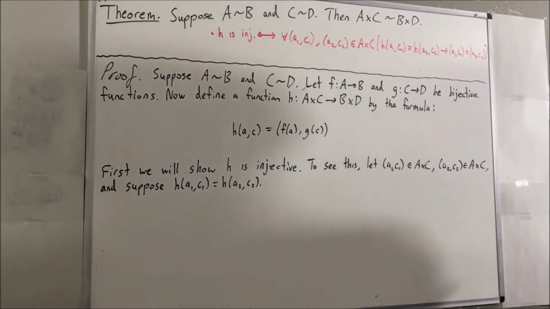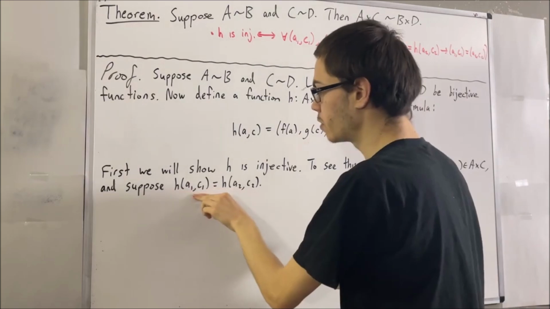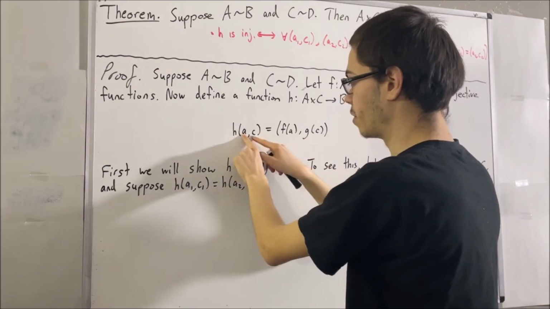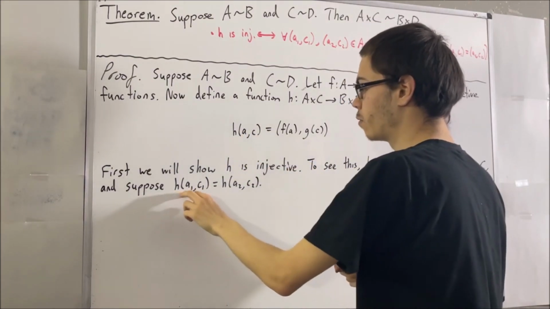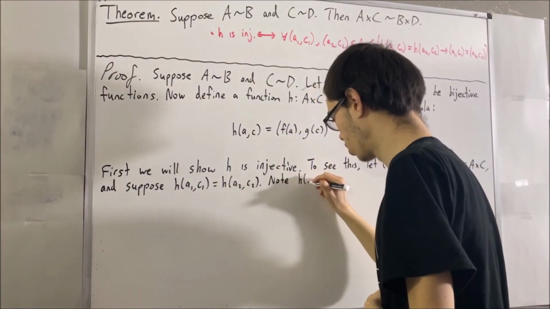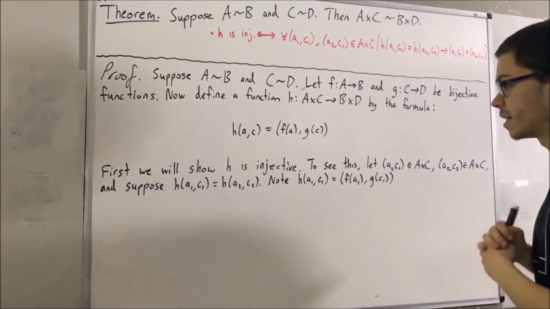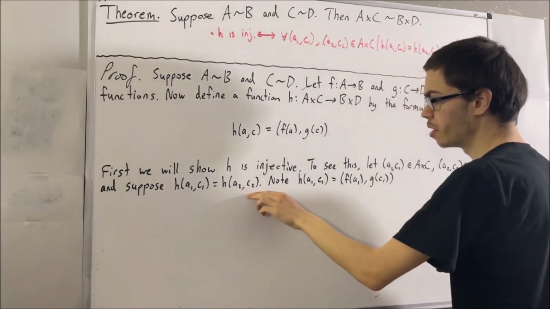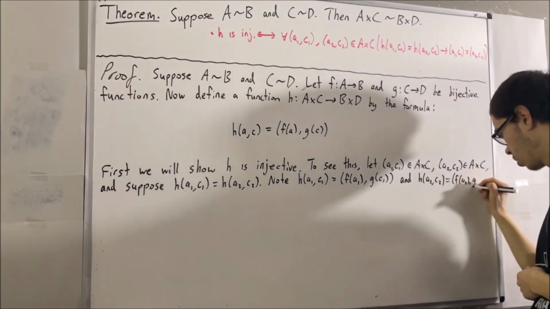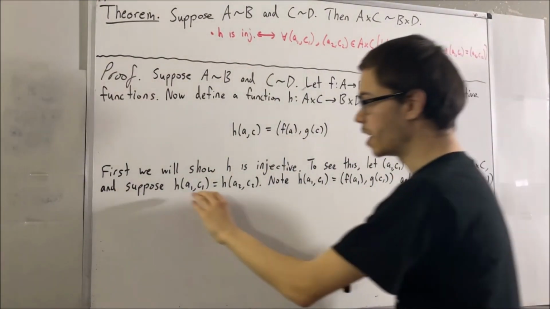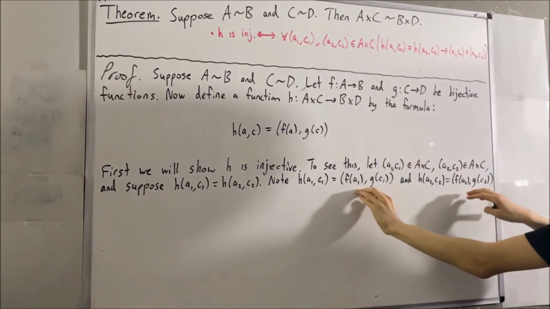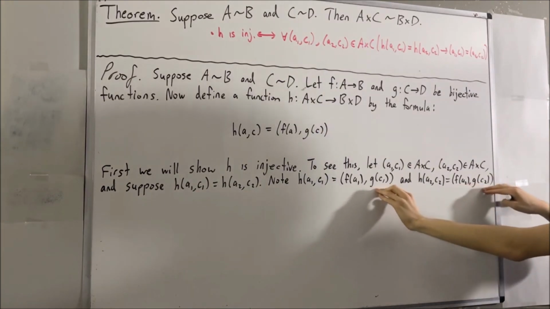Okay, so to start, we know that h of (a1, c1) is what we have up here, just replacing a with a1 and c with c1. So really we have that h of (a1, c1) is equal to (f of a1, g of c1). And similarly, h of (a2, c2) is just (f of a2, g of c2). And really, since h of (a1, c1) is equal to h of (a2, c2), that means (f of a1, g of c1) is equal to (f of a2, g of c2).